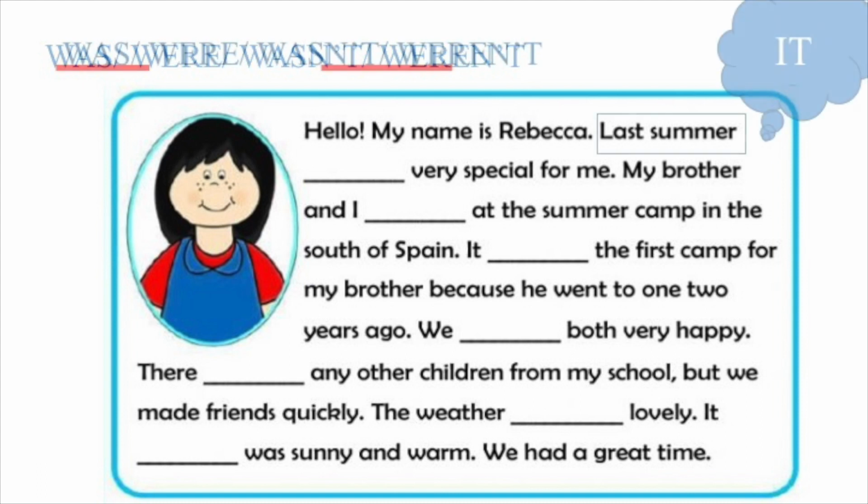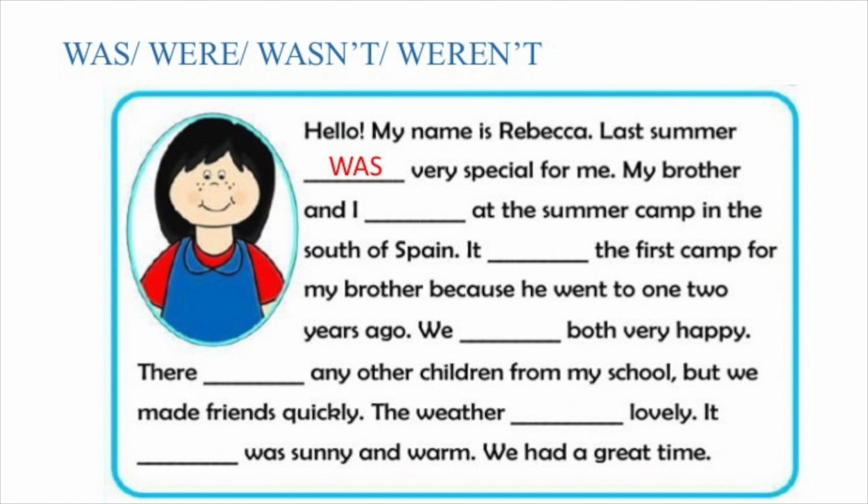Which word do we use? Was, were, wasn't, or weren't? I'll give you a clue. It's positive. So it's either was or were. Last summer, what do we think? We think was. Let's see. Last summer was very special for me.